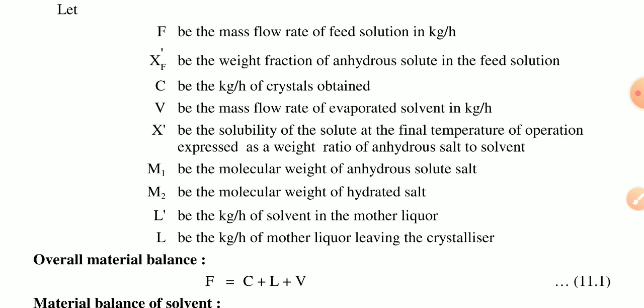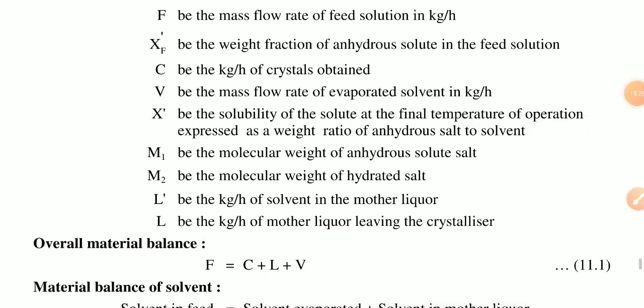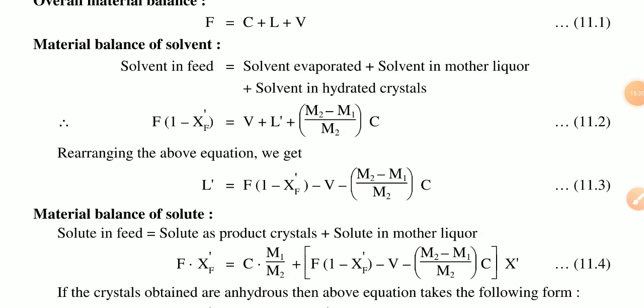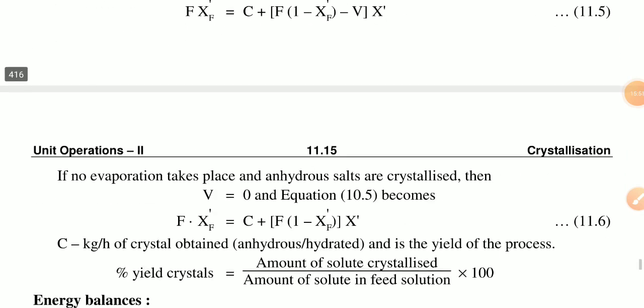We saw all these terms and their basis earlier, and X dash, M1, M2, L dash and L, we have already seen all these terms. Finally, the material balance equation is F equals C plus L plus V. The material balance of solvent is: solvent in the feed is equal to solvent evaporated plus solvent in the mother liquor plus solvent in the hydrated crystals. So F times (1 minus X dash F) is equal to V plus L dash plus M2 minus M1.